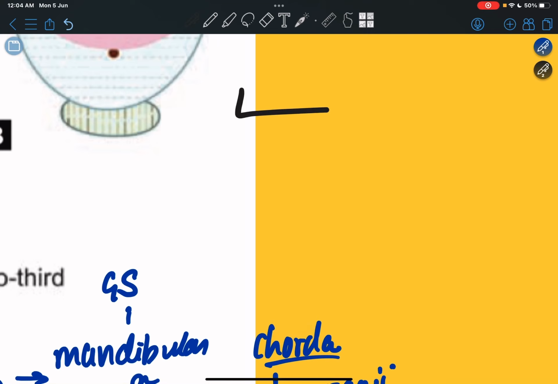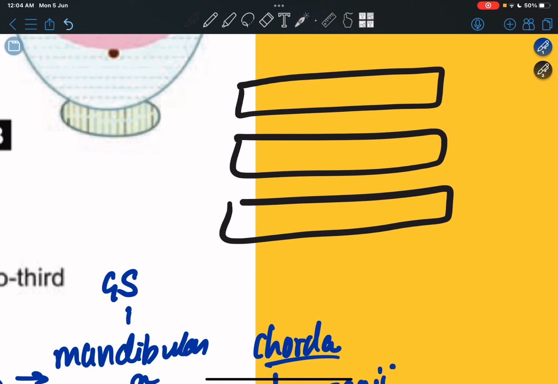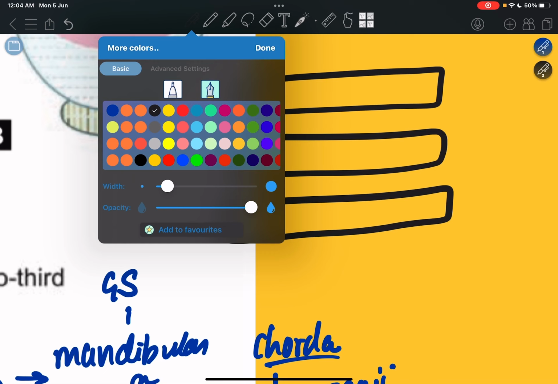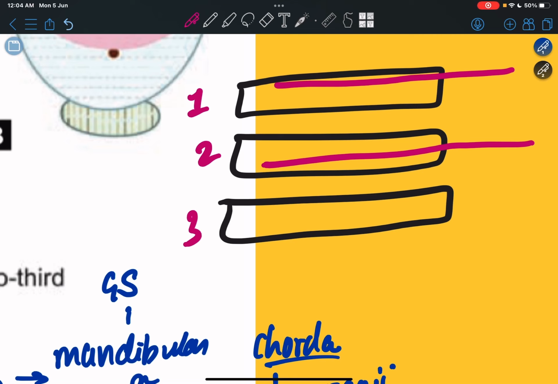Imagine this is the first arch, second arch, third arch, and so on. We're going to take another color for the nerve. You have your mandibular nerve, or its lingual branch, coming like this, supplying the first arch. Now, the second arch. What happens is a branch comes out of the facial nerve and goes and supplies the first arch. Which branch is this?